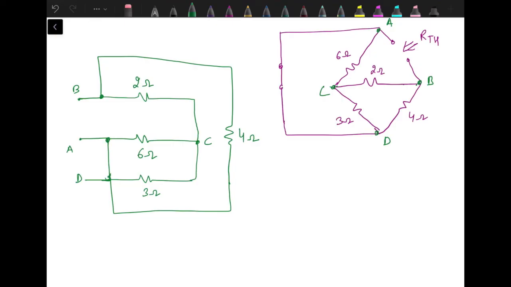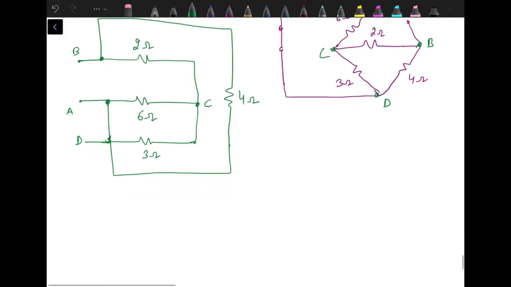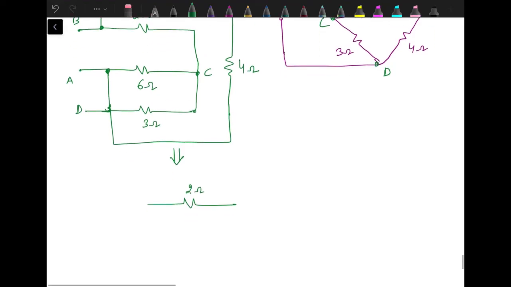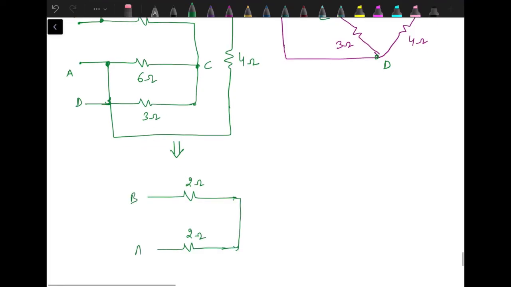Now this one is quite easy to calculate the resistance. These two are same terminals, so it means 6 and 3 they are in parallel. So its equivalent is like 2 ohm. 6 and 3 they are parallel combination: 6 into 3 divided by 6 plus 3, 9. 18 by 9, again 2 ohm. So this is how, B and A and D both are same, so D got eliminated. From here we have 4 ohm resistance.